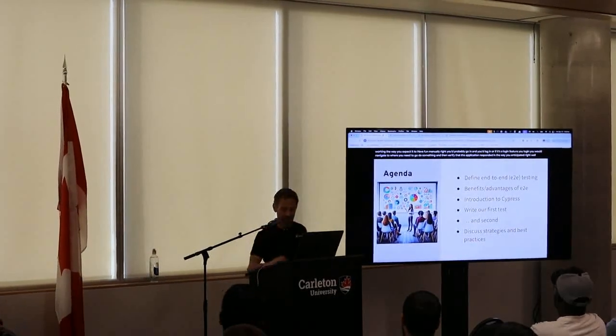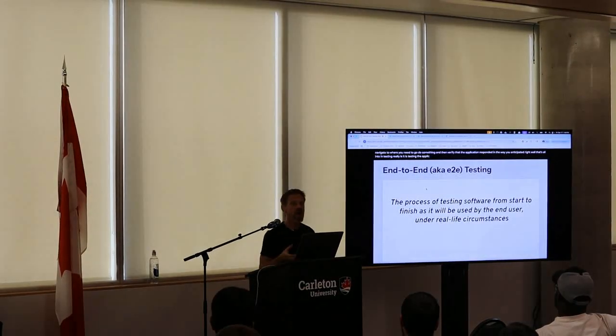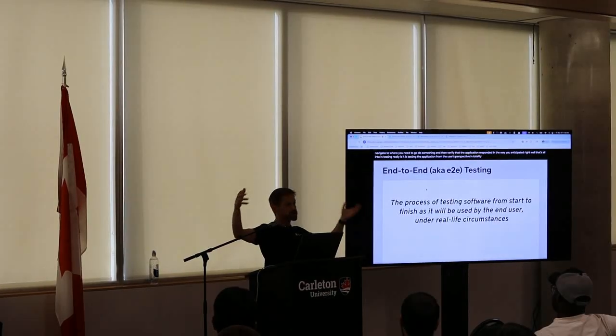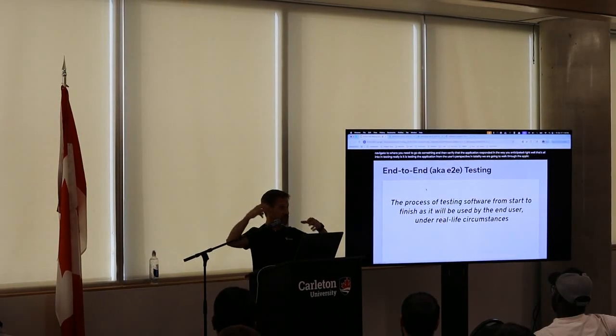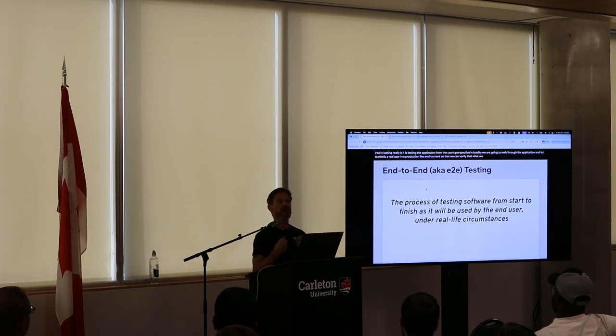Right? Well, that's all end-to-end testing really is. It is testing the application from the user's perspective in totality. We are going to walk through the application and try to mimic a real user in a production-like environment so that we can verify that what we wrote, the application, is working the way that we anticipate.